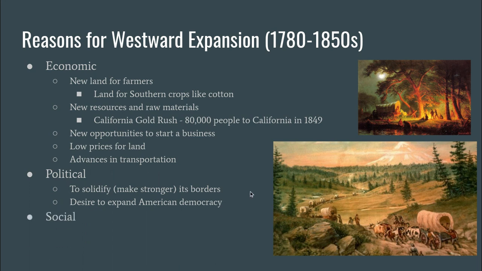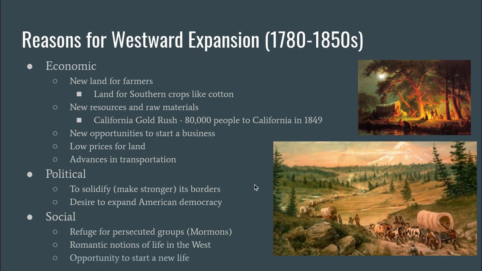And there were some social reasons. It was a refuge for persecuted groups such as the Mormons, which you will read about tomorrow as well. So these persecuted groups felt that they could escape west and live their life and practice their religion. Also, there were romantic notions of life in the West, that it was romanticized. It was seen as something beyond great, beyond possible. And it was an opportunity to start a new life. So those are some of the reasons why the westward expansion happened in the United States.